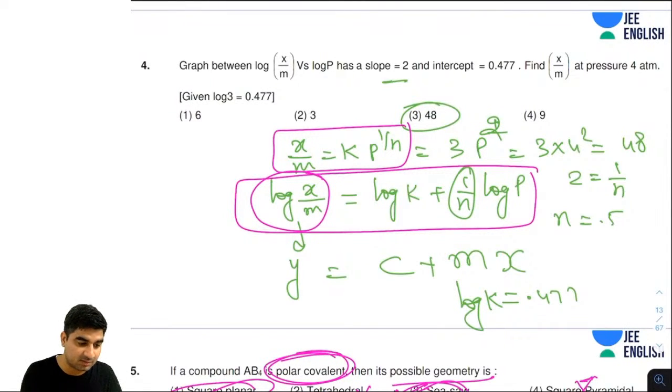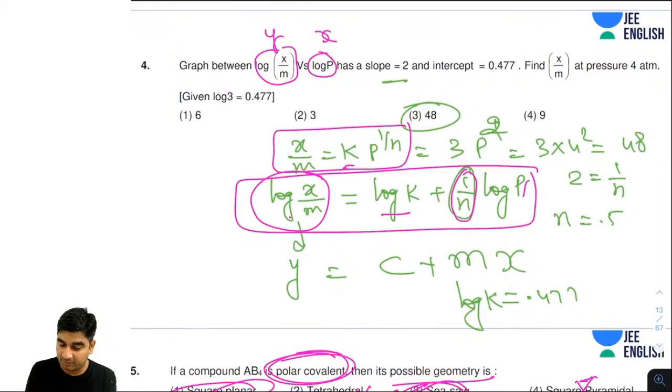Yes, Mohsin Mazel. Yes, you have to remember that. There is no shortcut. So I have taken log x by m, then log k, and 1 by n will come here. So this is y, this is x. I have taken it as x, I have taken it as y. So this slope is equal to 1 by n.